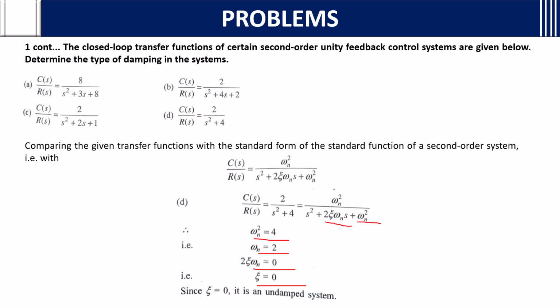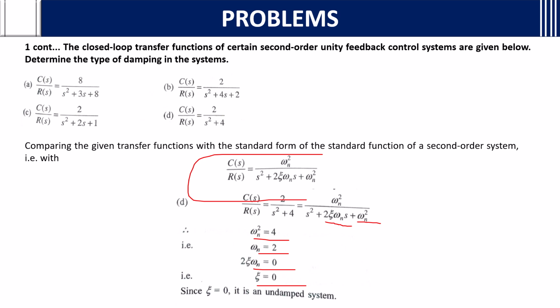It can be undamped, underdamped, or critically damped. These are all different dampings of the system. Like that, you need to understand based on the second order system.